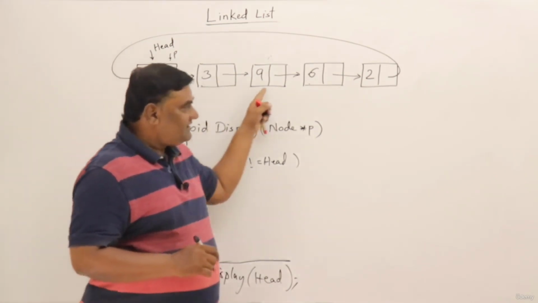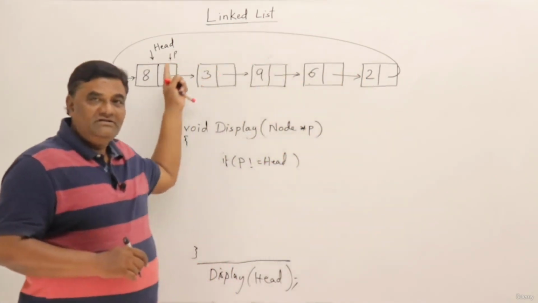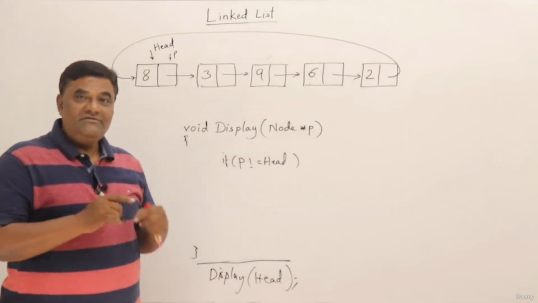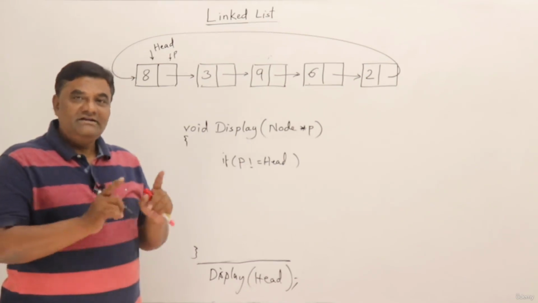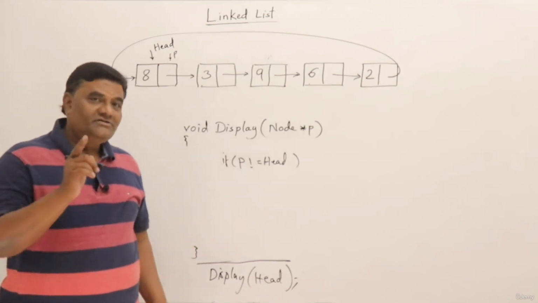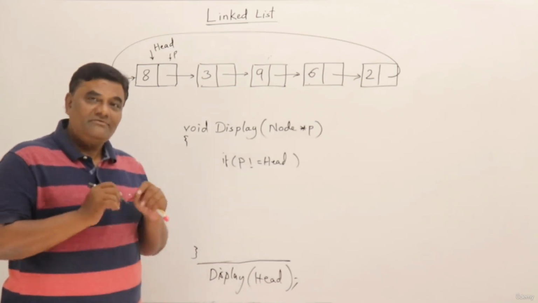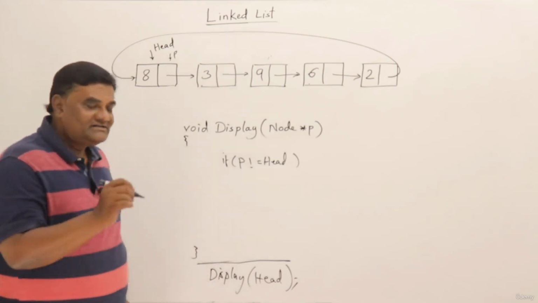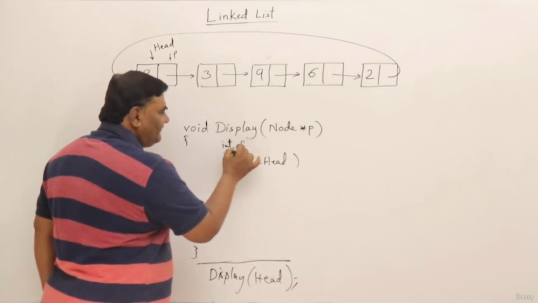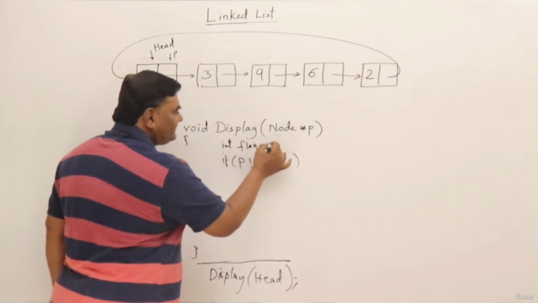And when P moves around all the nodes and comes back to the same node, it will be on the same node for the second time. If it is coming for the second time, then stop. So how do we know whether this is the first time or the second time? For that, I have to take some variable flag. So here I will declare an integer variable flag, and its value is 0.